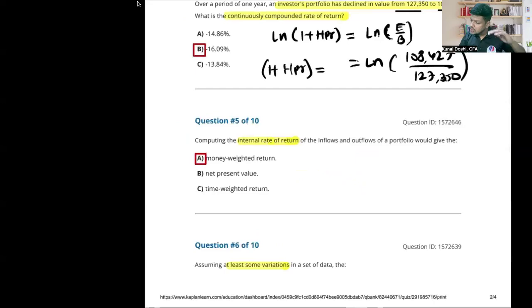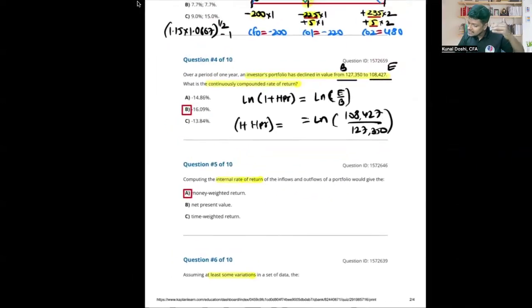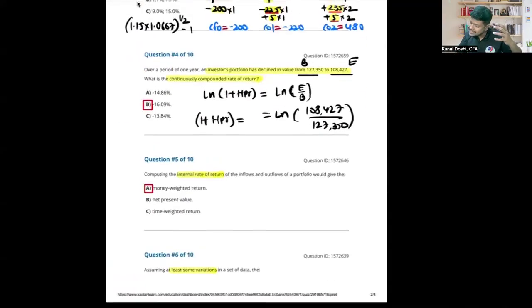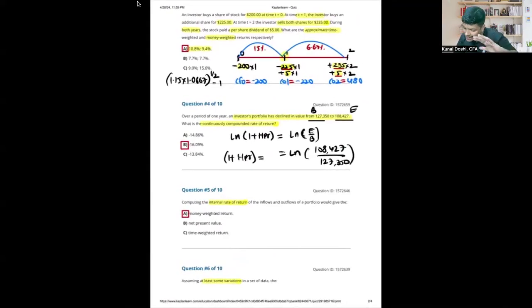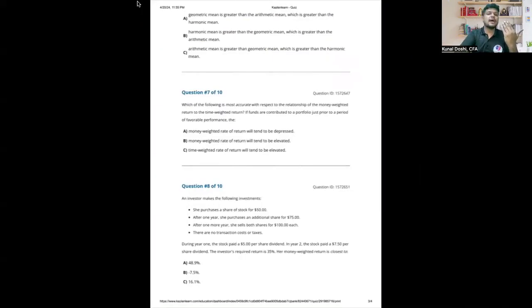Clear? So the reason we did this is so that we can answer question number 6. In question number 6, they asked us, assuming at least some variation, meaning the numbers are different in a set of data, what should be my answer, everyone? For the 6th one, what should be my answer?